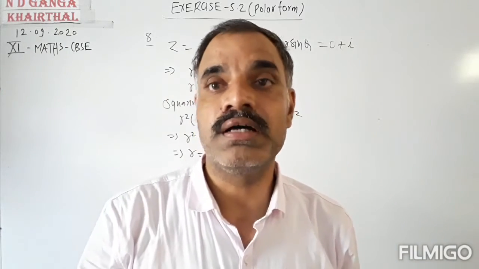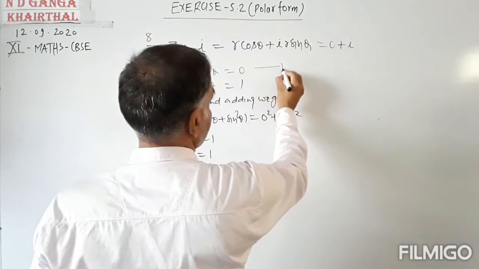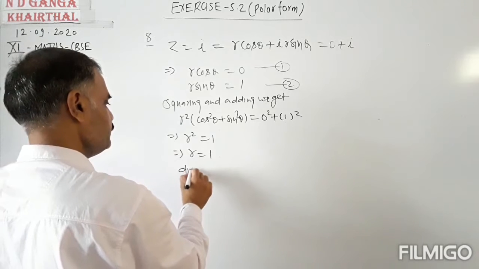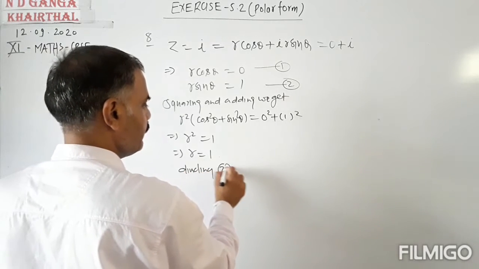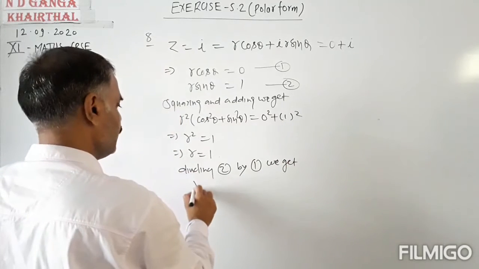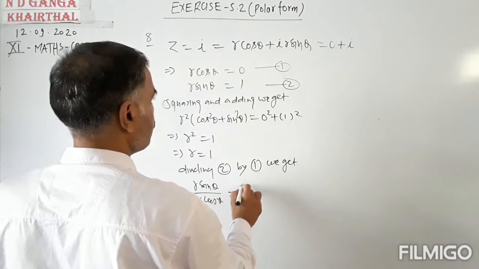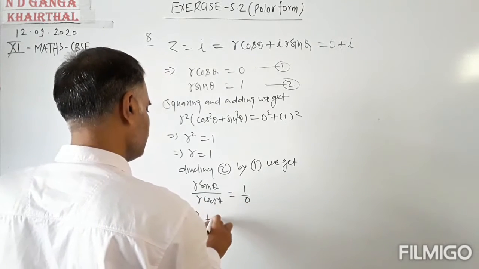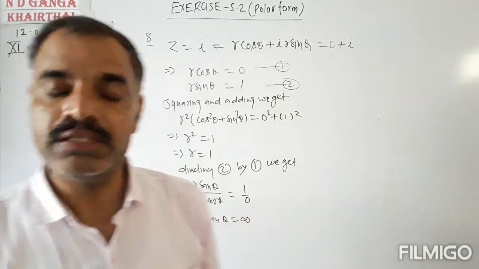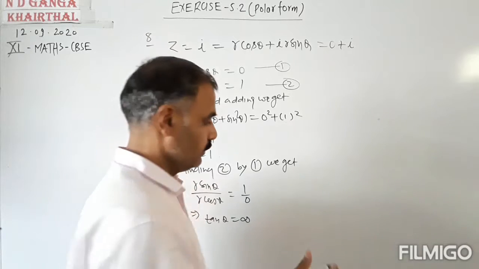Now we have to find the amplitude. This is equation number first and this is equation number second. Dividing second by first, we get r sin theta upon r cos theta equals 1 upon 0. So tan theta equals infinity, which means theta equals pi by 2.